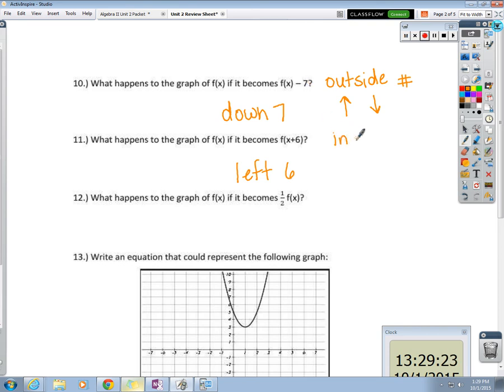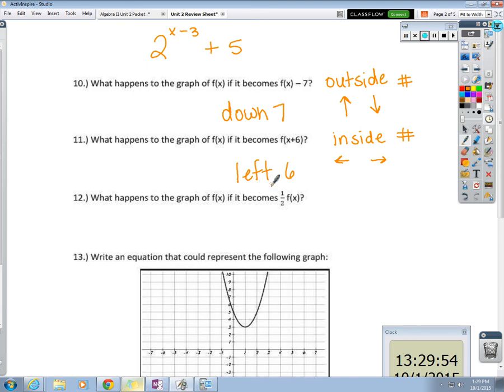But inside numbers, things that are inside the parentheses or inside the absolute value bars, or if it's an exponential function like 2 to the x, if it's up there, that's a horizontal shift, left or right. If it's big, it's a vertical shift. Okay, that's for exponential though. So if it's inside, then it moves left or right. And it's the opposite of what you would think it should be. Plus 6 actually means left 6. Minus 6 would mean right 6.